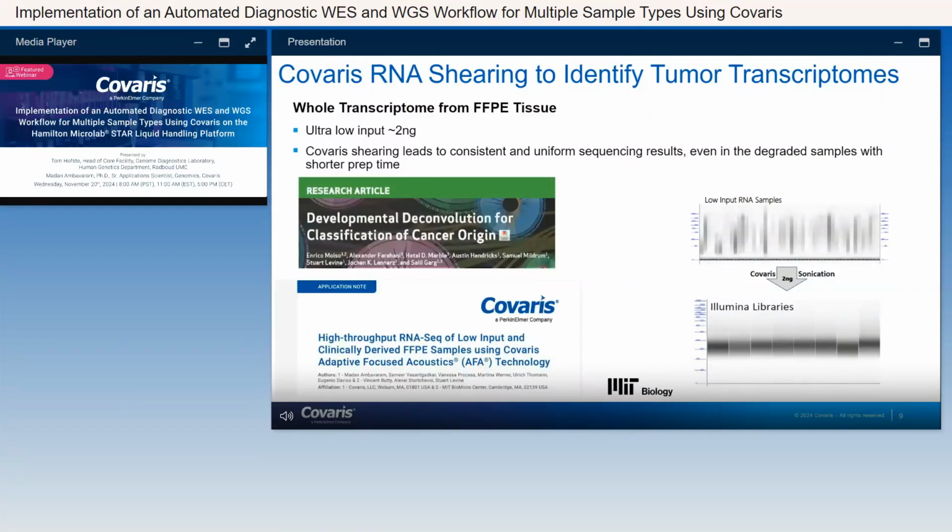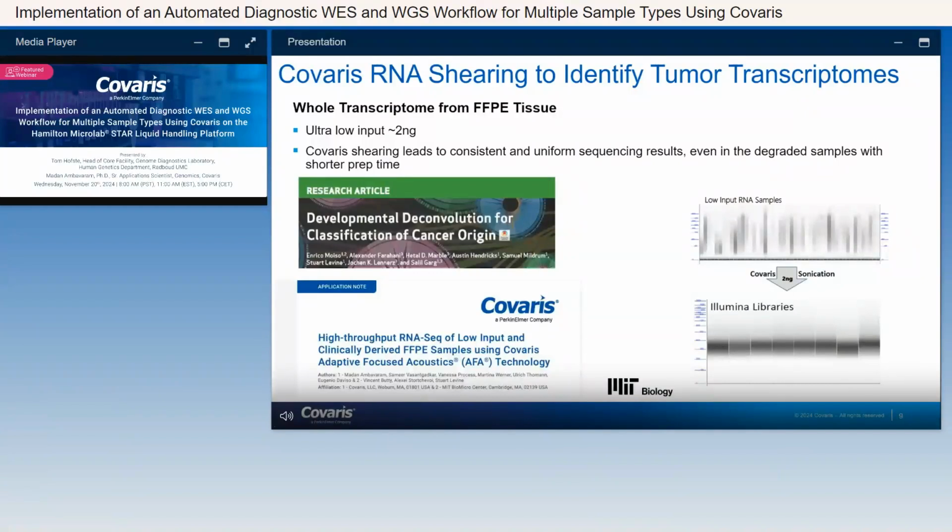a highly uniform Illumina library, regardless of initial sample quality, as shown in the gel image on the bottom right. This clearly demonstrates that AFA-based fragmentation is highly effective across a wide range of RNA-seq protocols, producing high-quality libraries that are input agnostic.